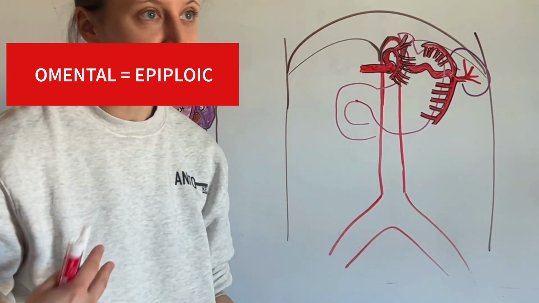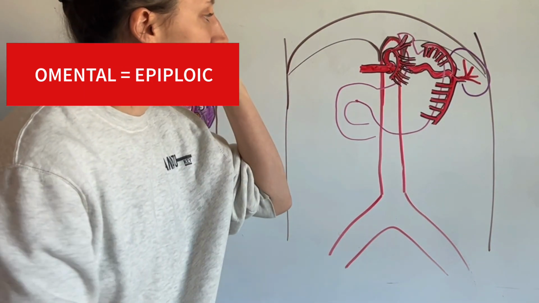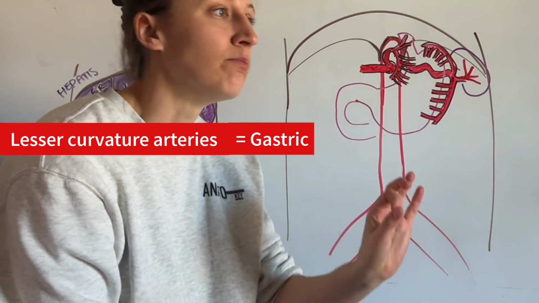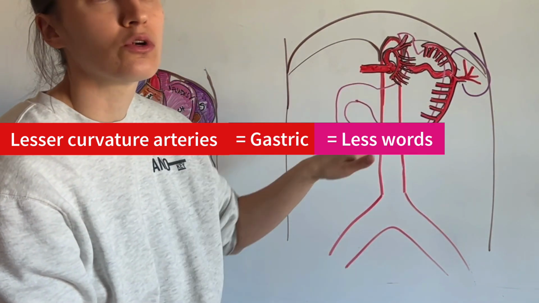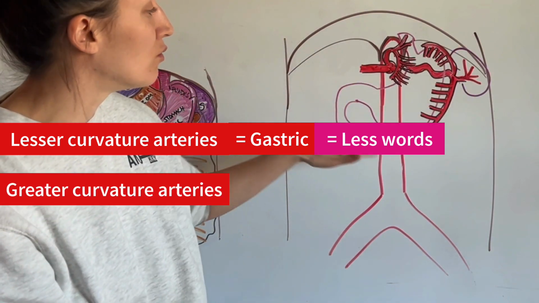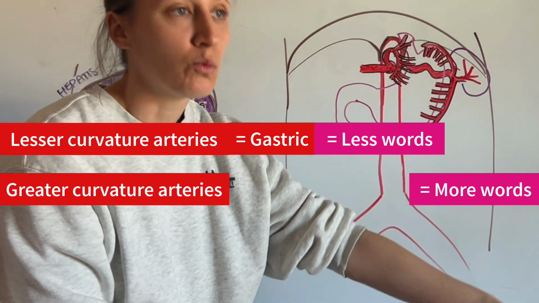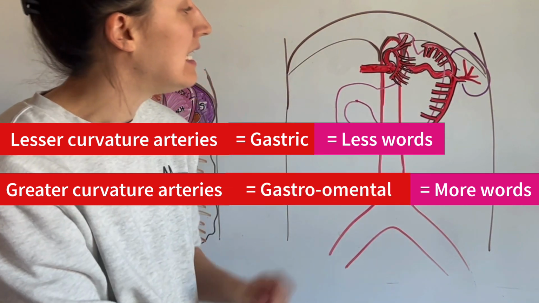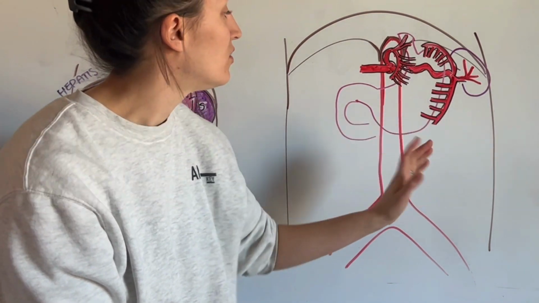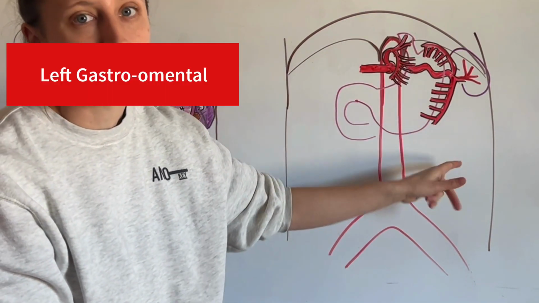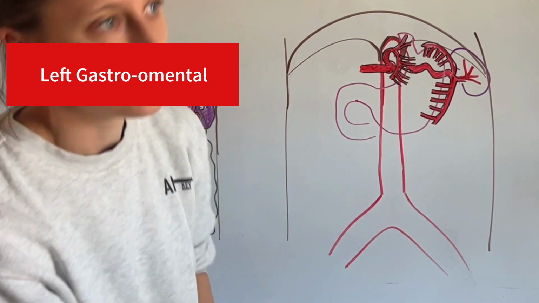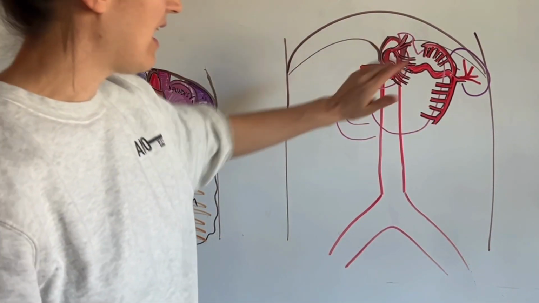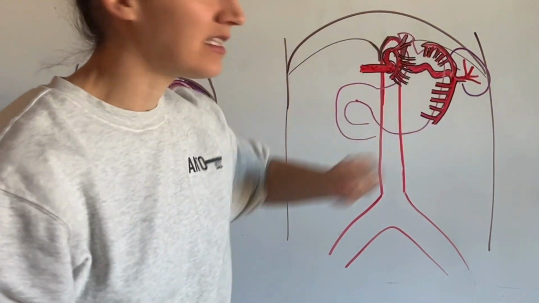So you can use either one, but the thing to remember is the lesser curvature always has gastric arteries. It's a smaller curve. There are fewer words in the name of the artery. Whereas the greater curvature has greater words, more words. So this is the gastro-omental artery. It is also on the left side. So we call it the left gastro-omental or epiploic artery, supplying the upper portion of the greater curvature of the stomach. That's left gastric branches and splenic branches.